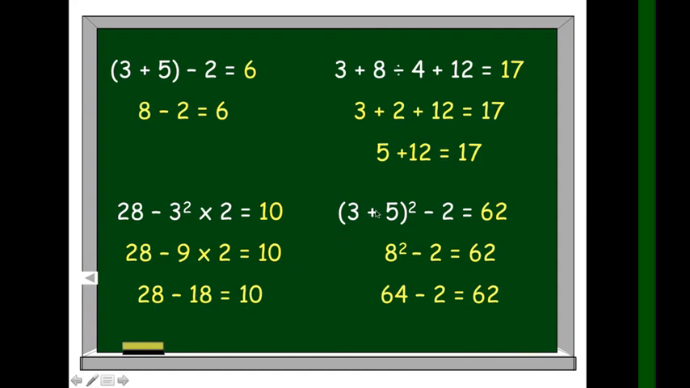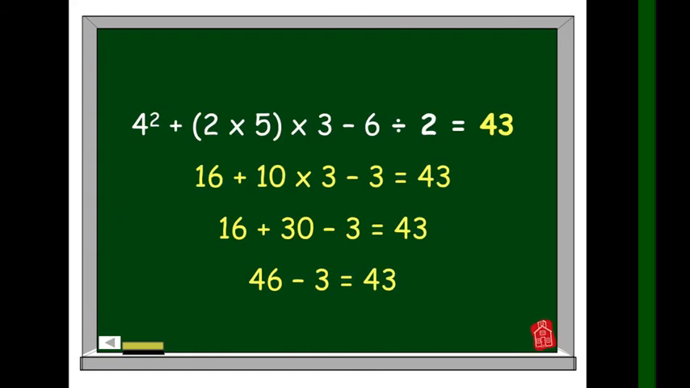Another example. 3 plus 2 squared minus 2. Since meron tayong parenthesis, mauna ang parenthesis, ang answer ay 8. Then, may squared siya, which is the exponent. So, 8 squared is 64 minus 2 is equal to 62. Nakakasunod ba? Okay.